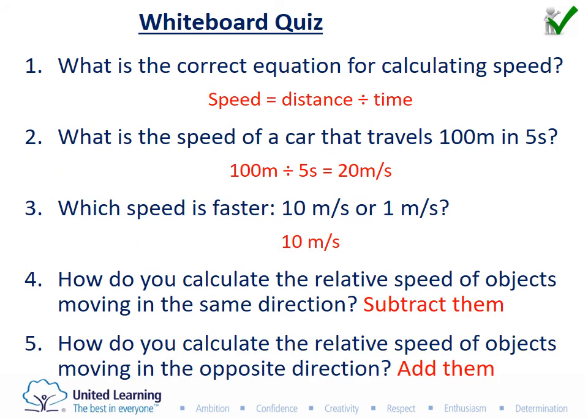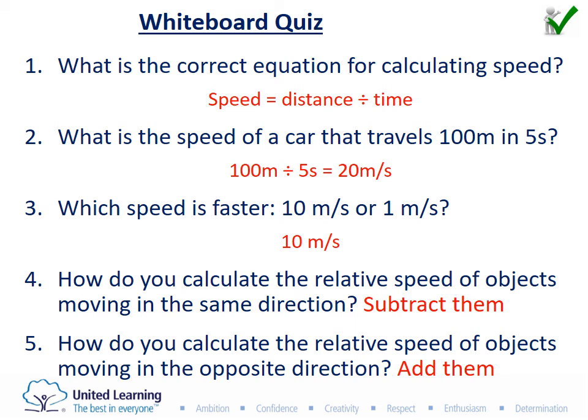And the answers to those questions. So the correct equation for calculating speed equals distance divided by time. To be honest, you could have had distance equals speed times time as well, or time equals distance divided by speed. On this one, because the question says calculating speed, we'll make speed the subject.